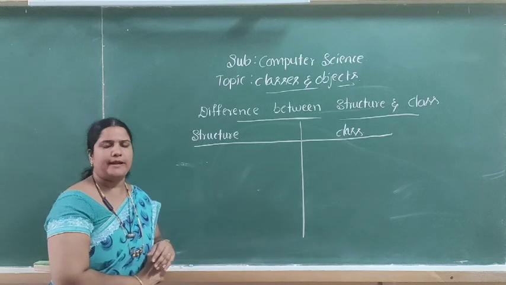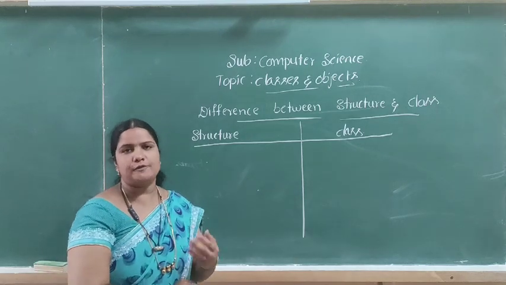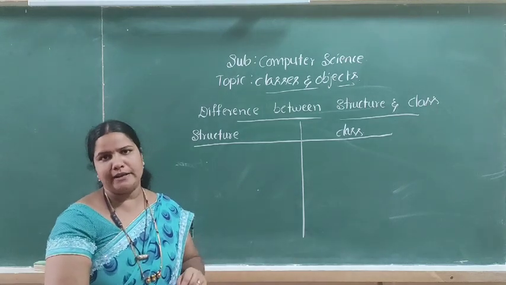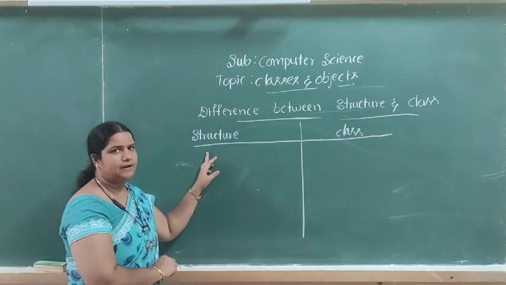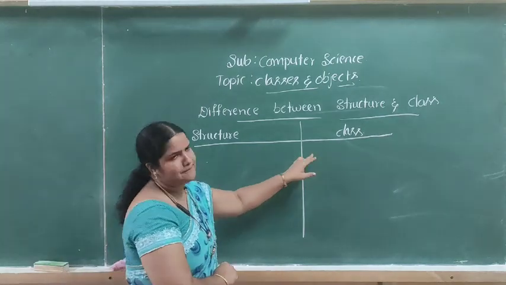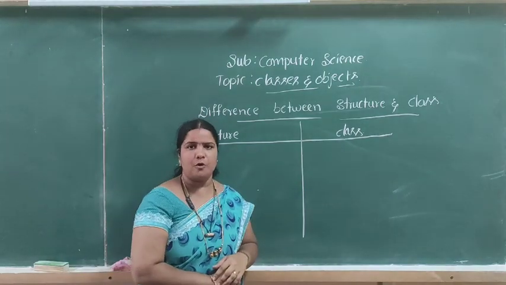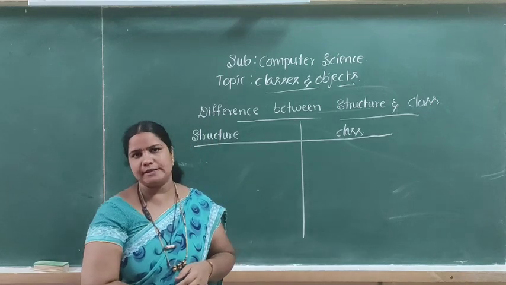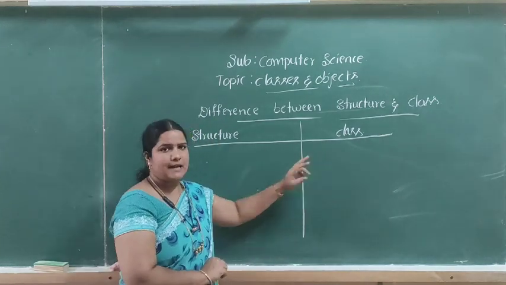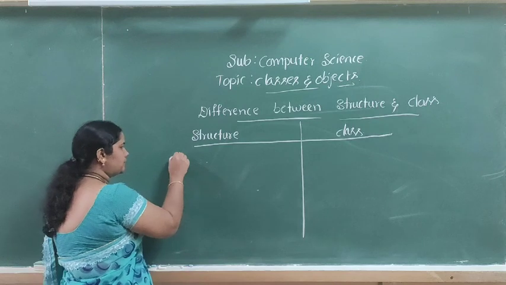Structure means it is a collection of heterogeneous elements of the same data type or different data types. That is generally defined as the structure. And class means it is a collection of objects or grouping of objects. That is generally defined as class.